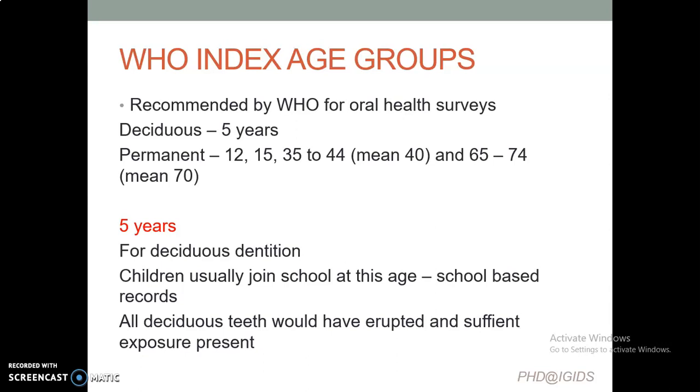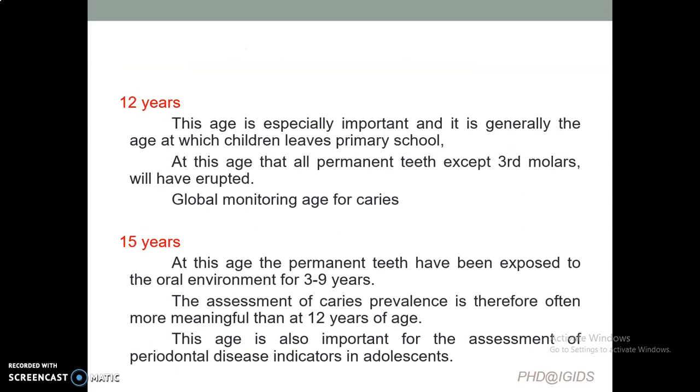So 5 years is the age at which children usually are already in schools, and it is easy for you to collect data from the schools. That is why it is called as an index age group for the deciduous dentition. For 2 reasons. One is children usually do join the school at this age. It is easy to collect the school-based data. And second is, at this age group, all deciduous teeth would have erupted and there will be sufficient exposure in the oral environment. Now next is 12 years.